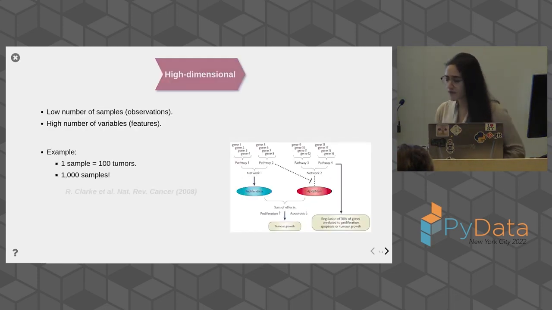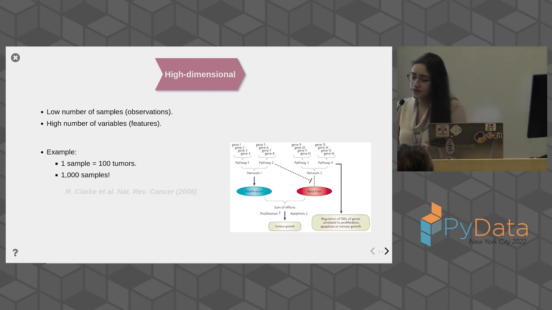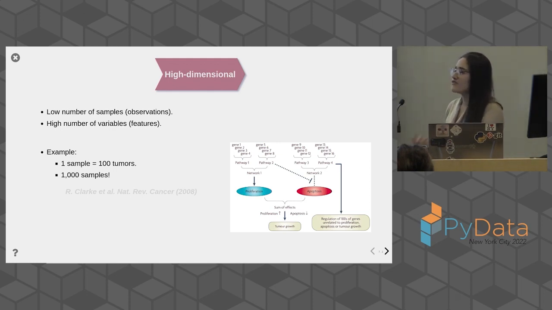And biological data is also high dimensional. This is a very serious limitation when we work with biological data: most of the time we have a very low number of samples or observations, and we have a lot of features.